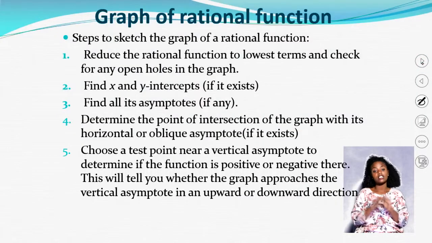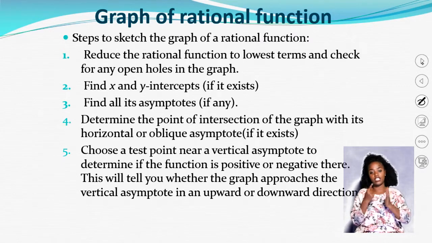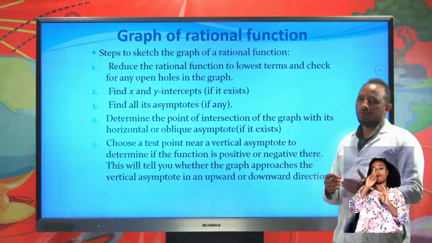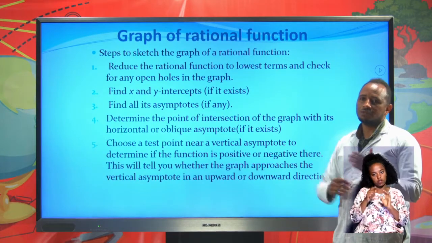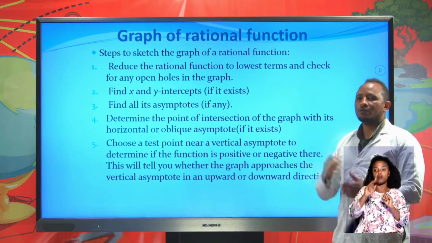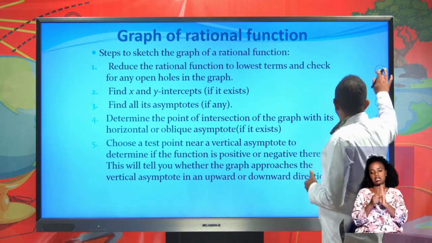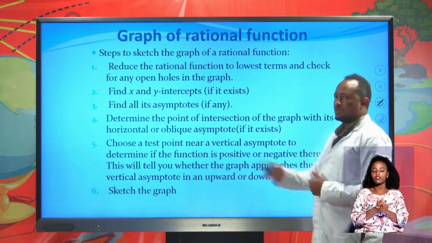And then, fifth, choose a test point near a vertical asymptote to determine if the function is positive or negative there. This will tell you whether the graph approaches the vertical asymptote in the upward or downward direction. When it becomes positive, it moves upward. When it's negative, it moves down. We will see this through an example. And finally, sketch the graph.